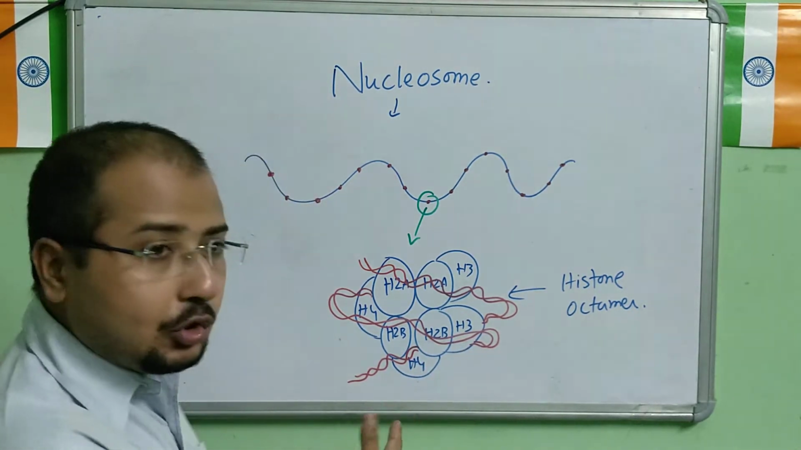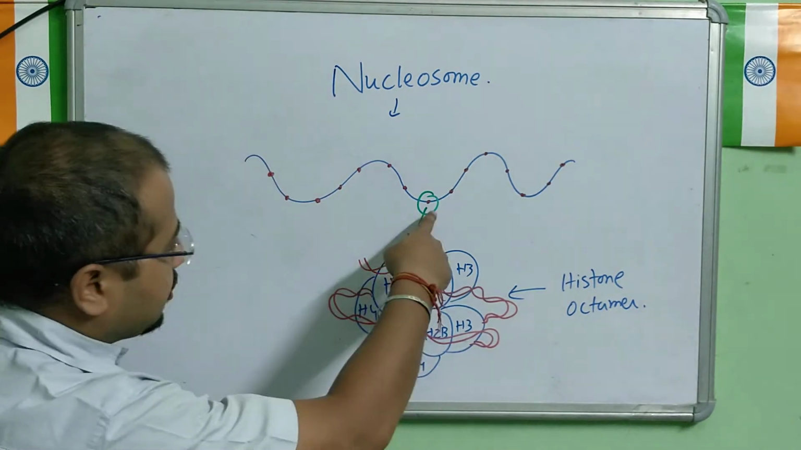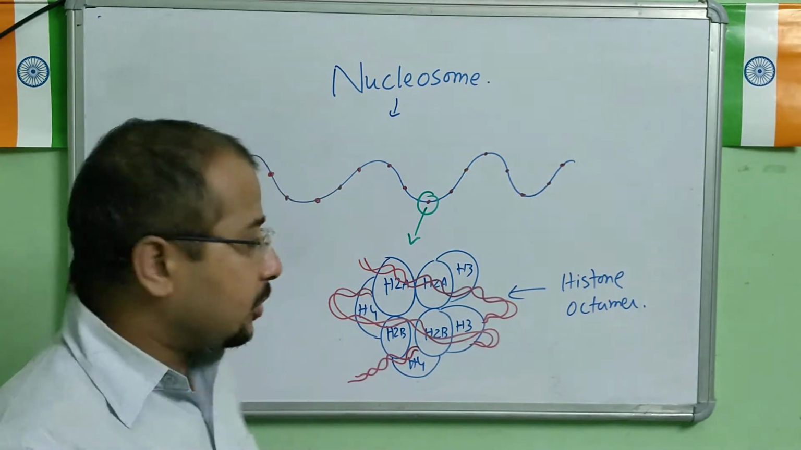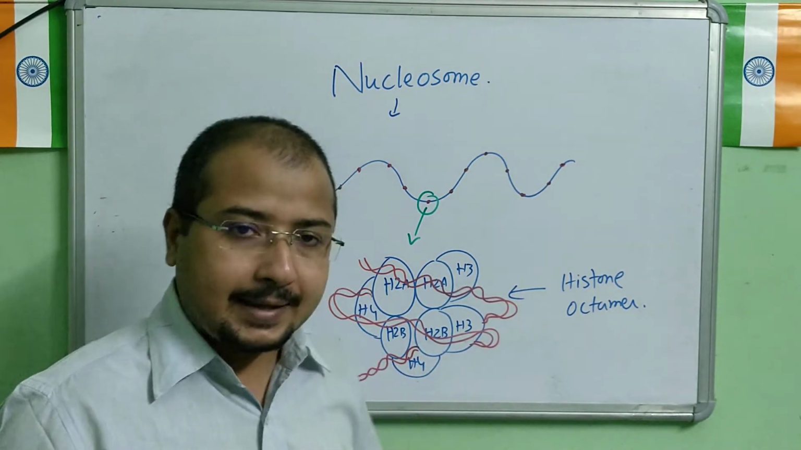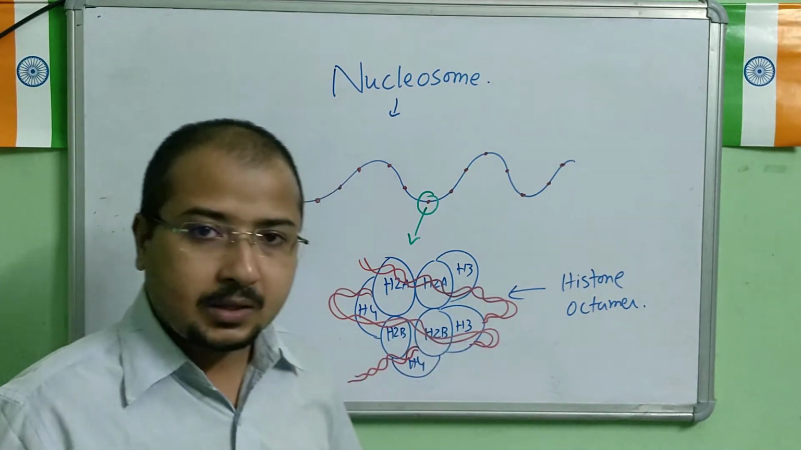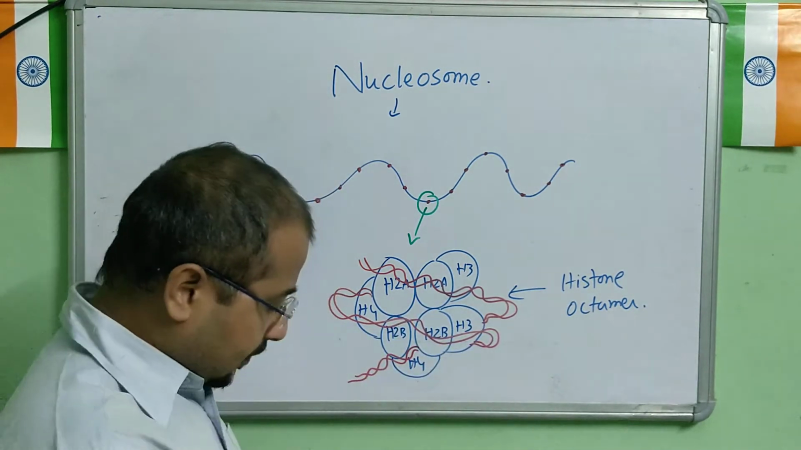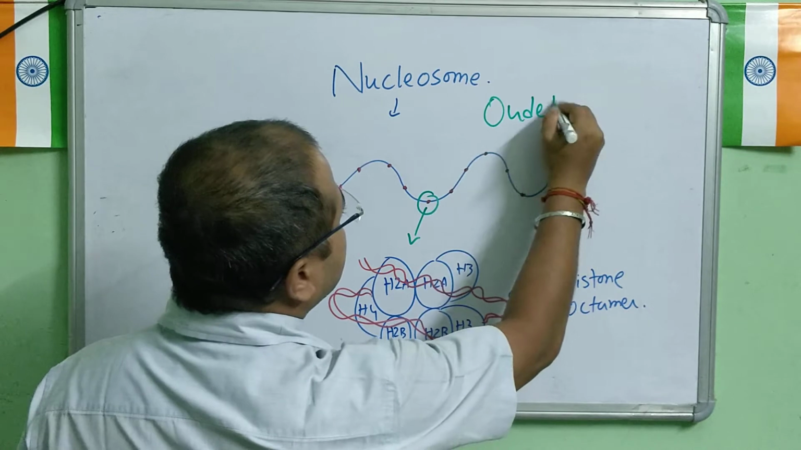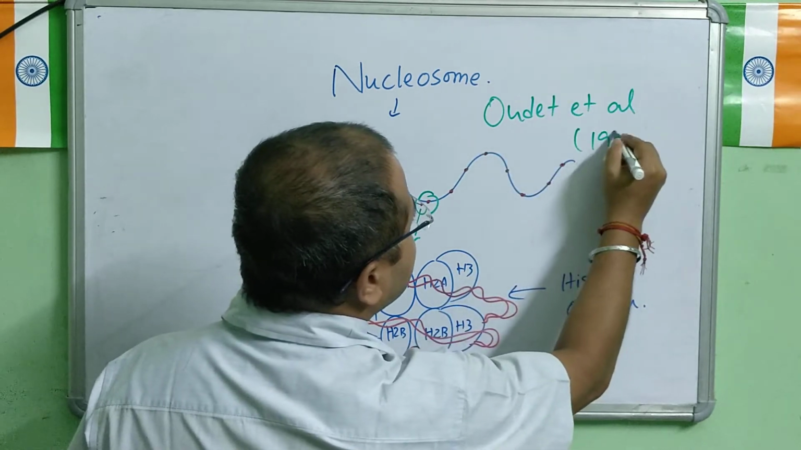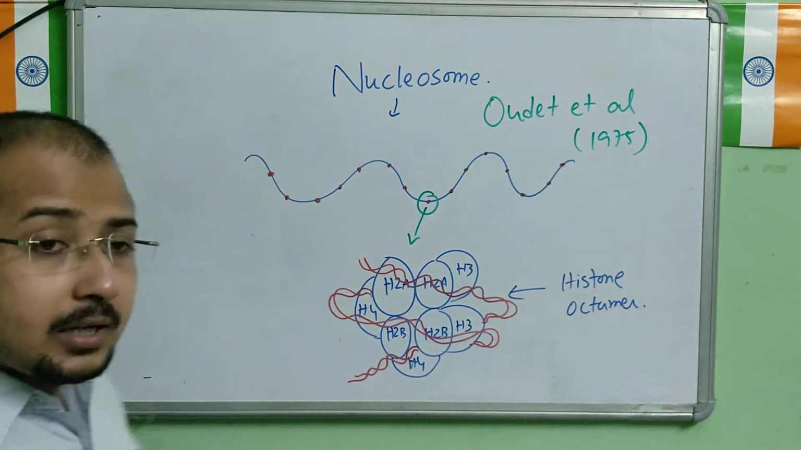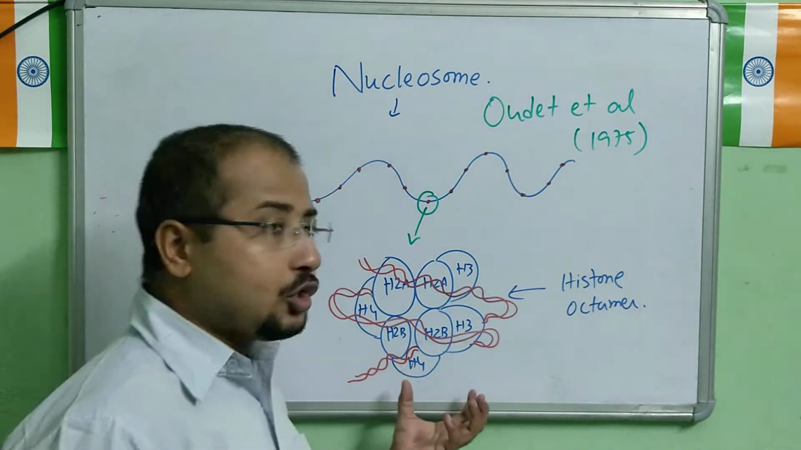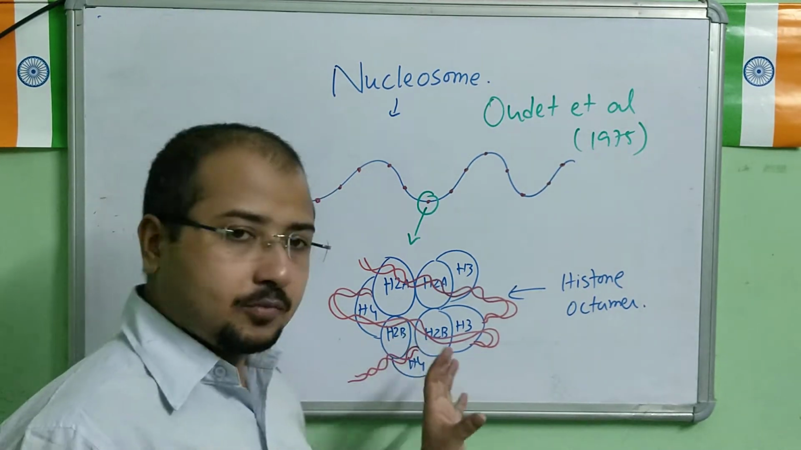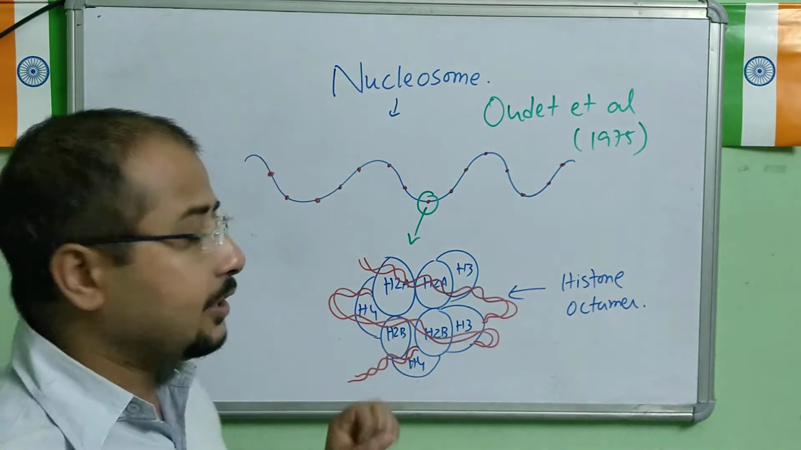This is what the nucleosome looks like, one single bit, one nucleosome. This concept of the nucleosome and the association of the proteins with the DNA was given by the scientist Audet et al. in 1975. He first proposed the concept of the nucleosome in the nucleus and the association of the protein with the DNA. This is what a nucleosome is.